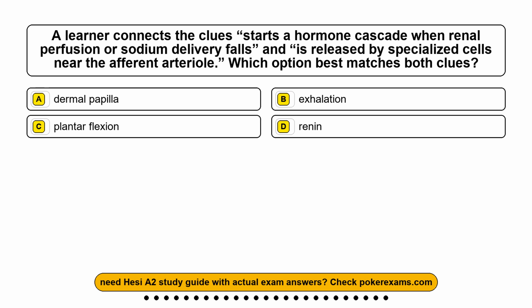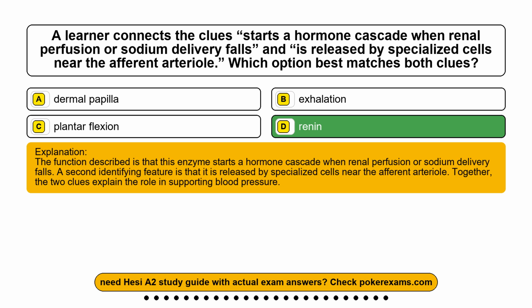Question 12. A learner connects the clues: starts a hormone cascade when renal perfusion or sodium delivery falls, and is released by specialized cells near the afferent arteriole. Which option best matches both clues? Option A, dermal papilla. Option B, exhalation. Option C, plantar flexion. Option D, renin. The correct answer is option D, renin.